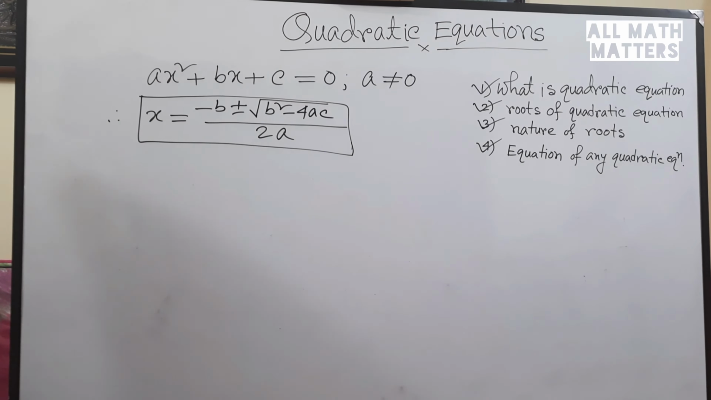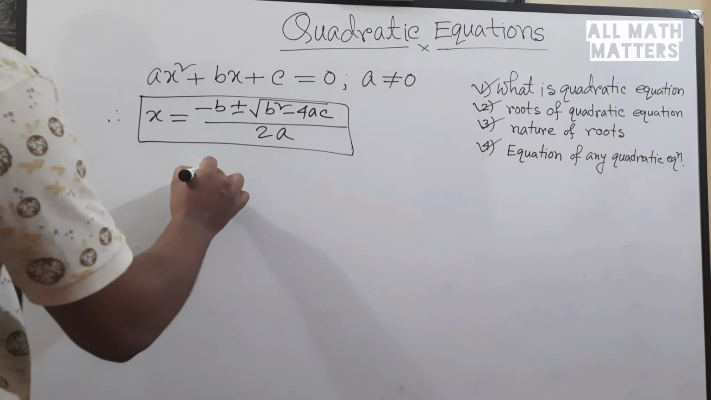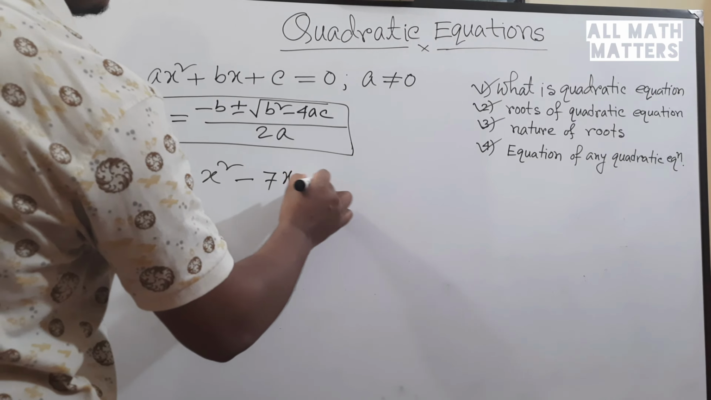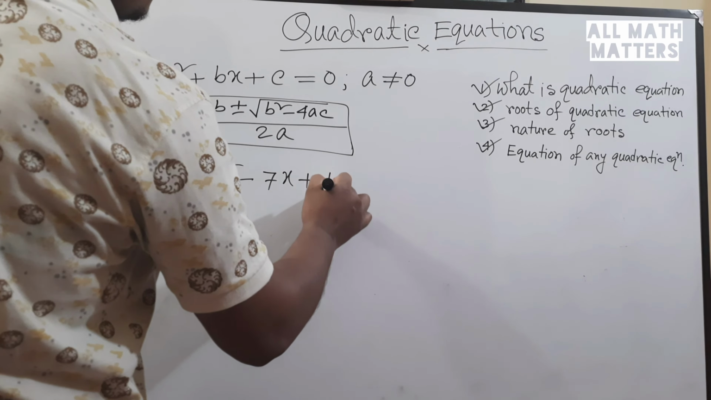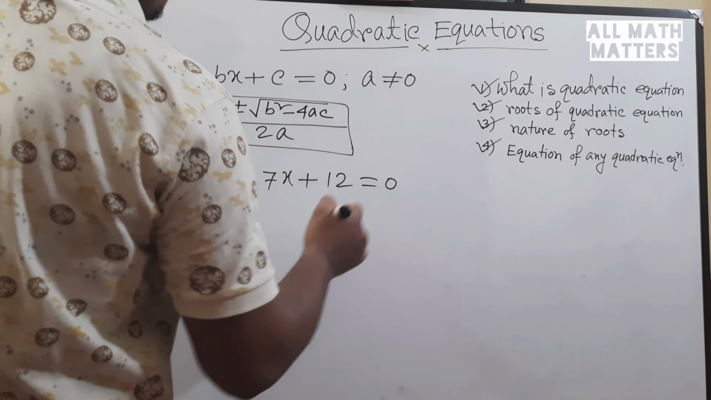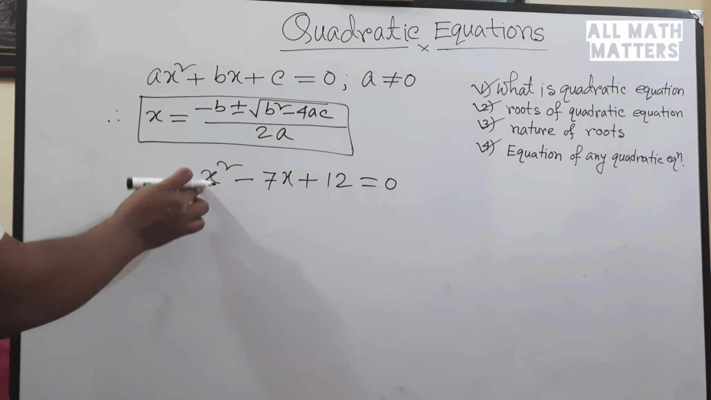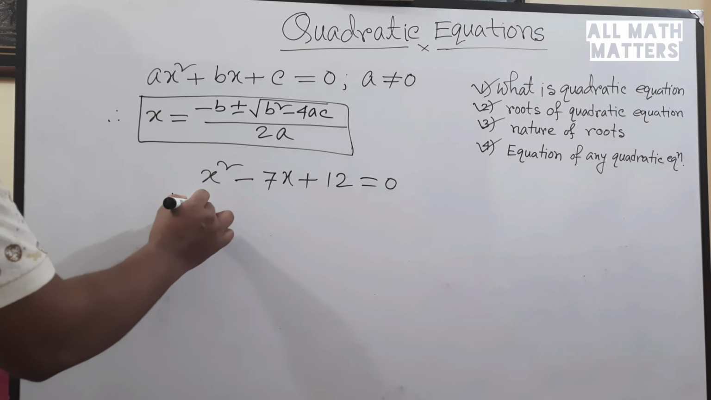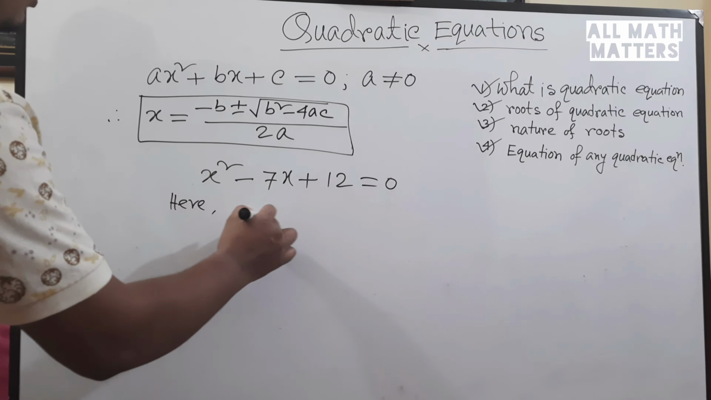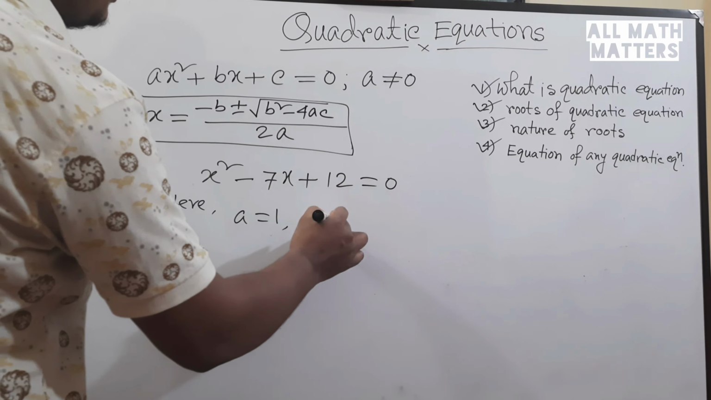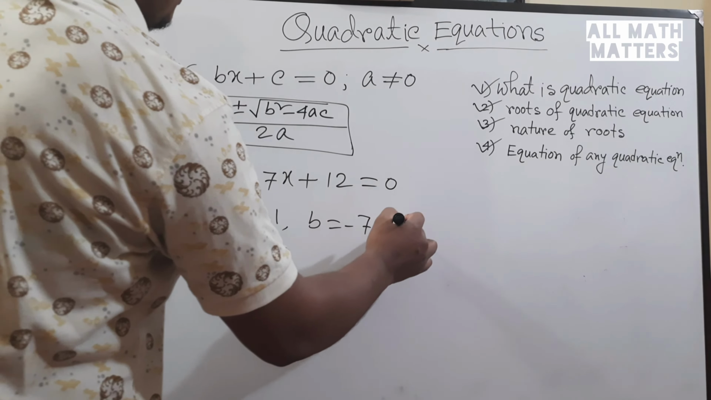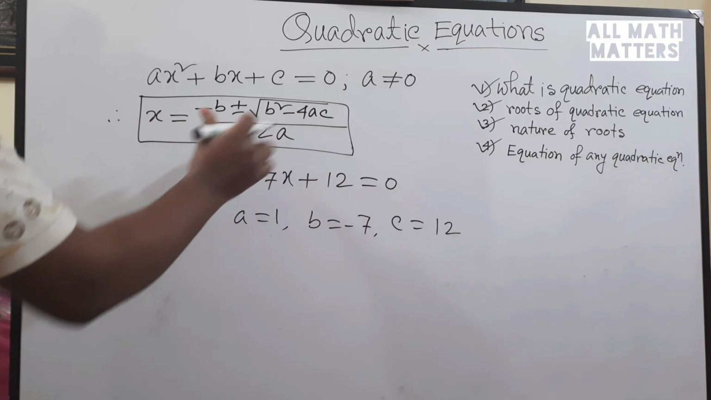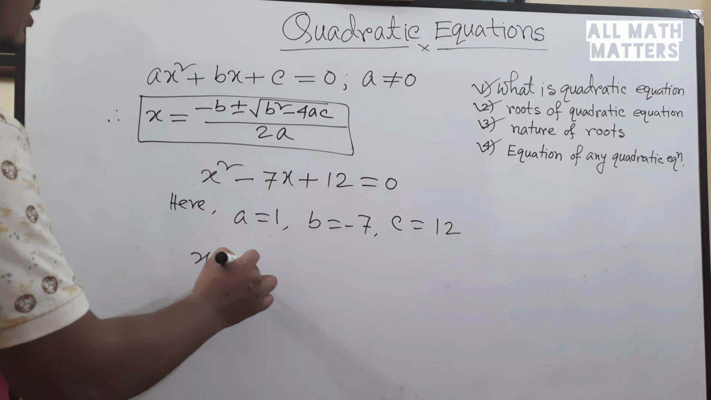Okay, let us consider a quadratic equation x² − 7x + 12 = 0. Now if you compare this equation with the general equation, then here a = 1, b = −7 and c = 12. So by using this formula we can find the roots of this equation.